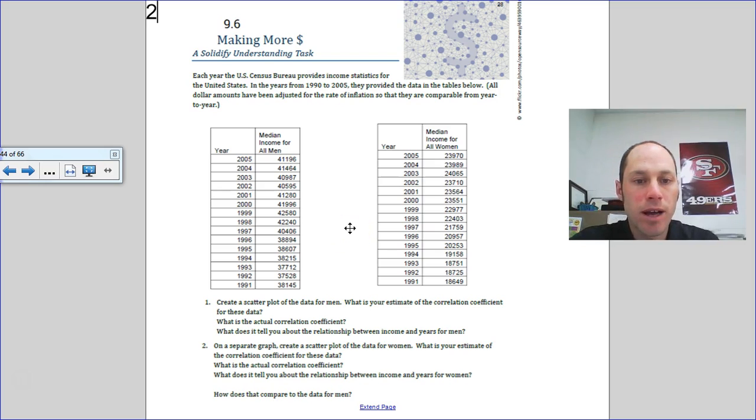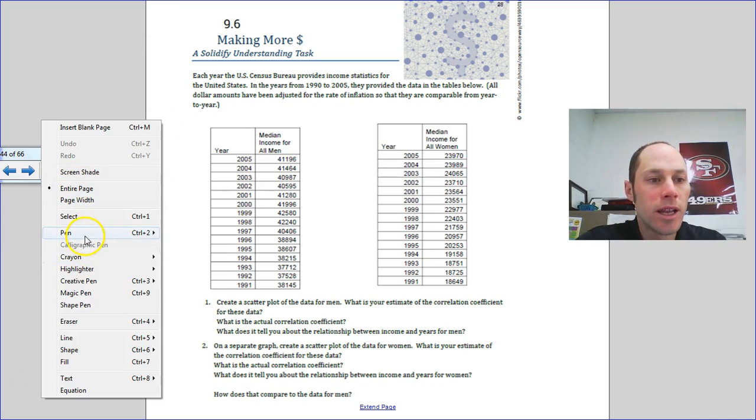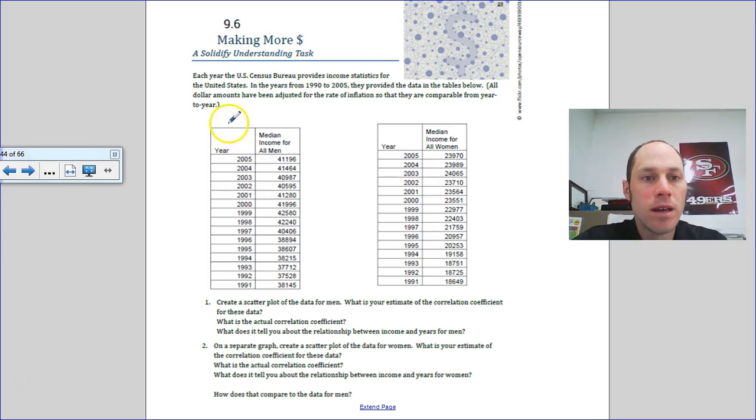So I'd like you to create a scatter plot for the men, and also one for the women, and estimate the correlation coefficient. And in doing so, this will be our X value, and this will be our Y value. And let's measure our X in years since, so it's easier to see on the graph. Anytime we have years, it's easier to measure in years since. So since it's from 90 to 2005, let's go years since 1990. And let's do the same thing for men and women.